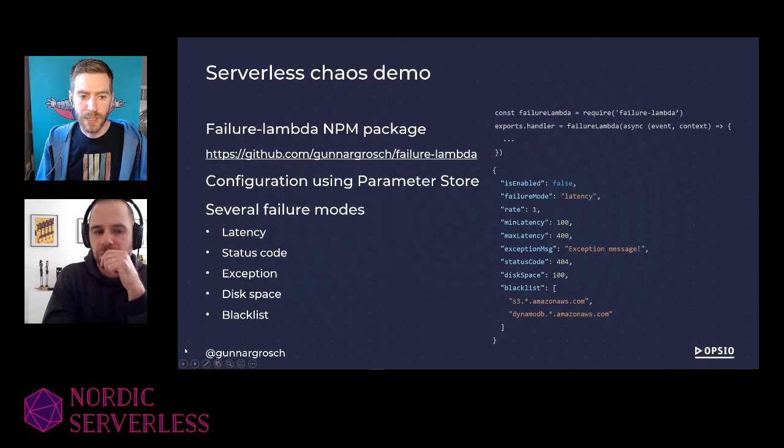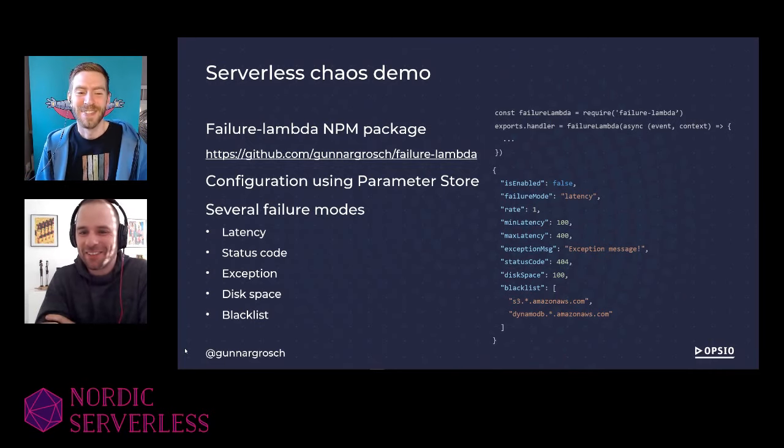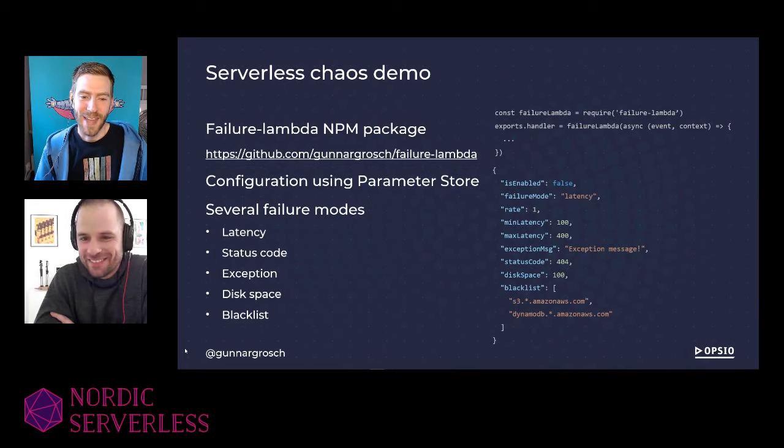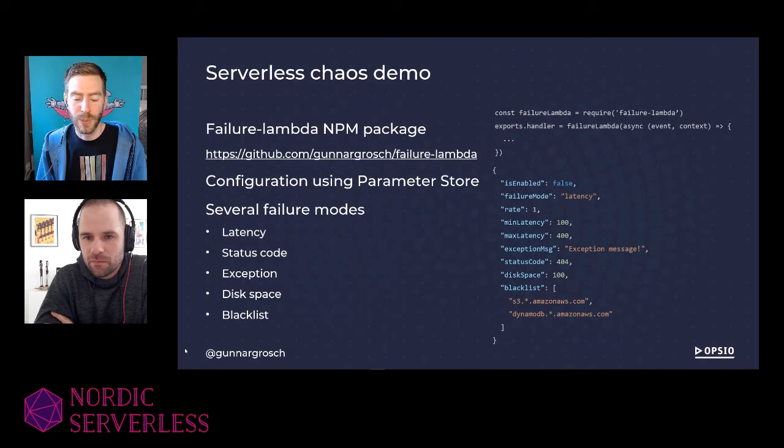And we, in this case, will be using an NPM package called Failure Lambda, which I and a few others have developed. And it's more or less a rip-off of what Adrian Hornsby has built, but with some slight improvements, if I may. So the NPM package has several different failure modes that we can use. We can add latency. We can inject status code. That means instead of returning a 200 response, we can return whatever status code we wish, like 502 or a 404 and so on, to see how the application behaves. We can throw an exception.